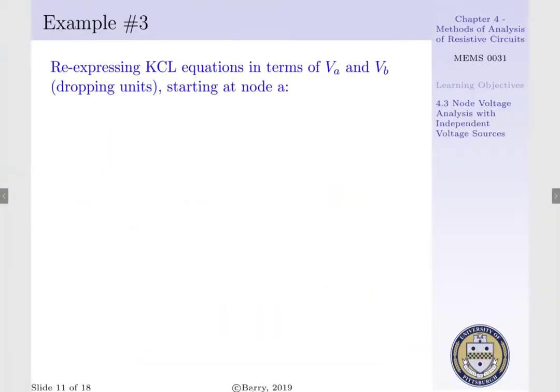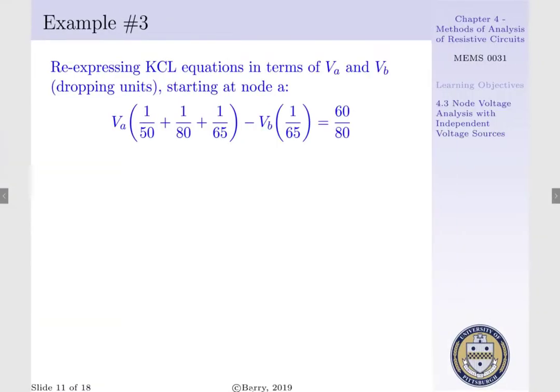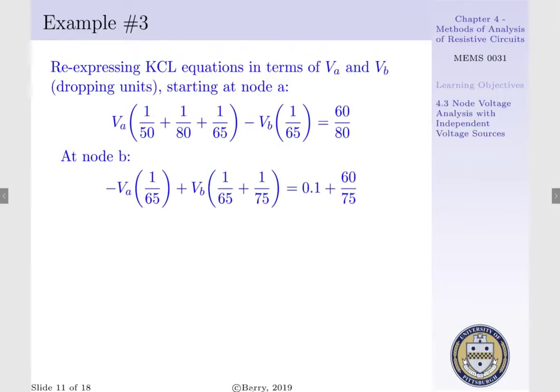Now we have 2 KCL equations, and we want to re-express these in terms of VA and VB. Neglecting units and starting at node A, we have the following. VA times the quantity of 1 over 50 plus 1 over 80 plus 1 over 65 less VB times the quantity 1 over 65 is equal to 60 over 80. And at node B, we have minus VA times the quantity 1 per 65 plus VB times the quantity of 1 per 65 plus 1 per 75 is equal to 0.1 plus 60 per 75.